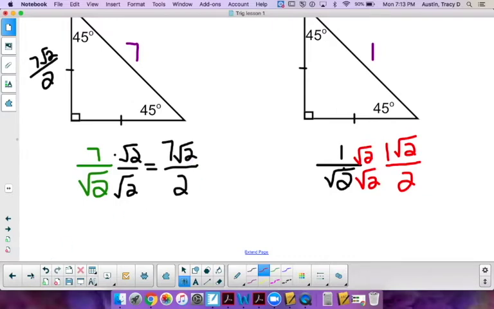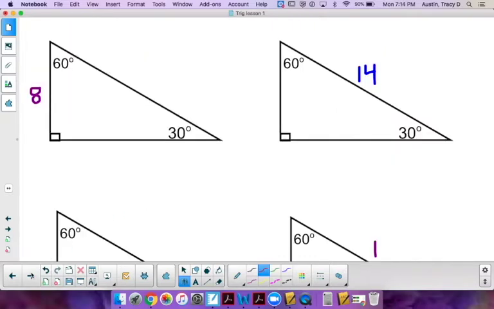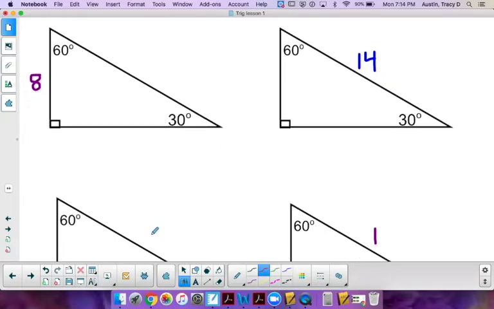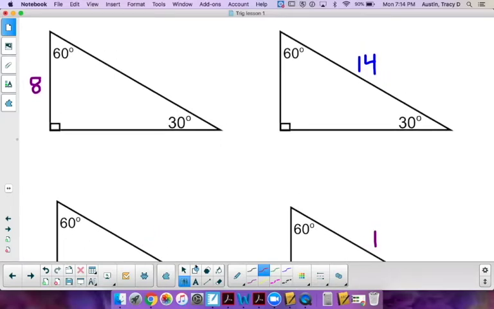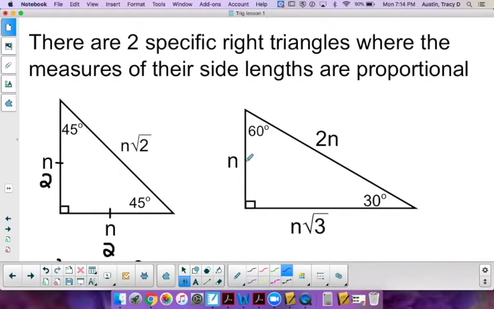Okay, so the 30, 60, 90 one is a little bit trickier because of that root 3 measurement. All right, so let's try an easy one first. If I tell you that the small leg, remember that's the one that's across from the small angle, is 8, go back to the ratios. That's my base measurement that I work with.